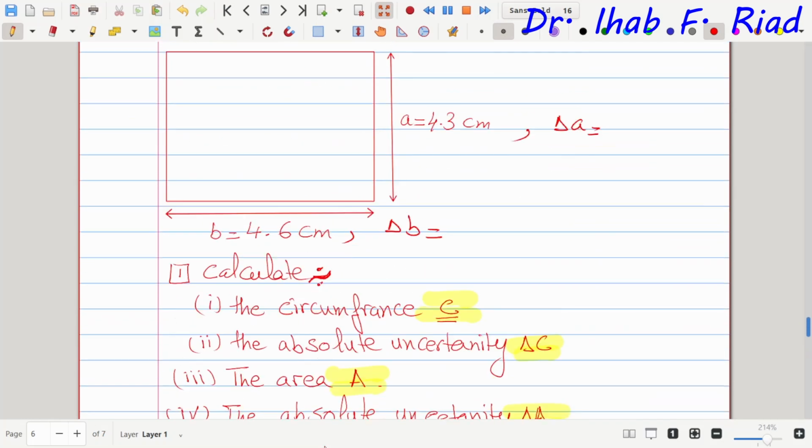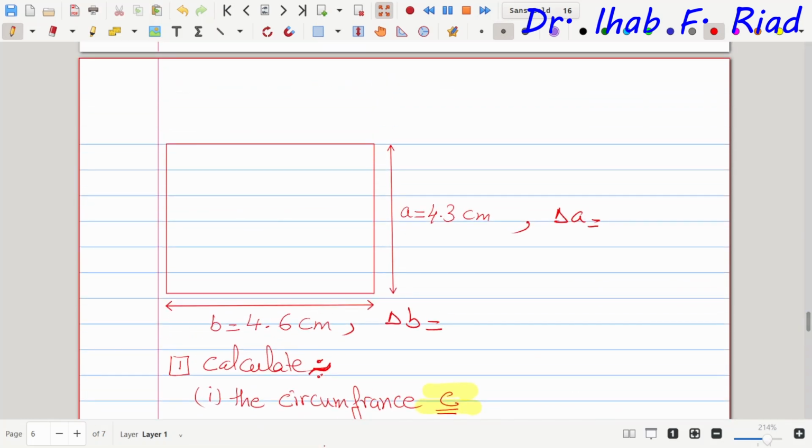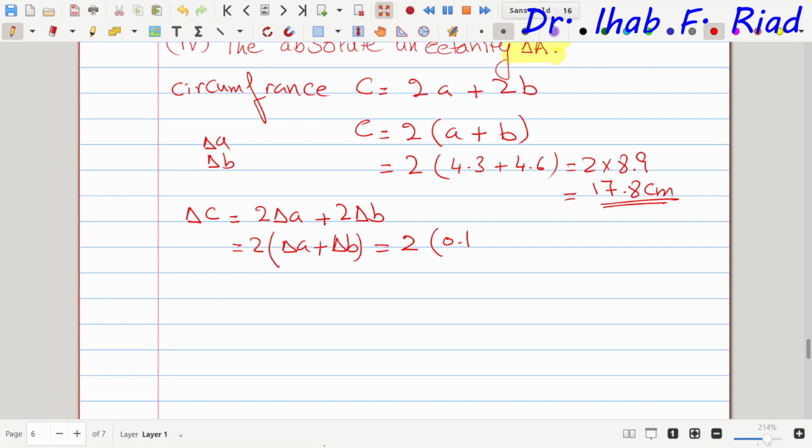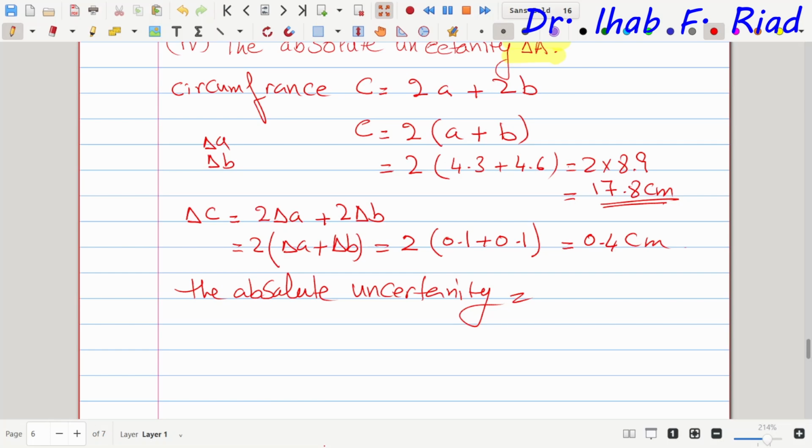We are given that it is measured by a meter ruler, 0.1 centimeter. So the absolute uncertainty, delta C, is equal to 0.4 centimeter.